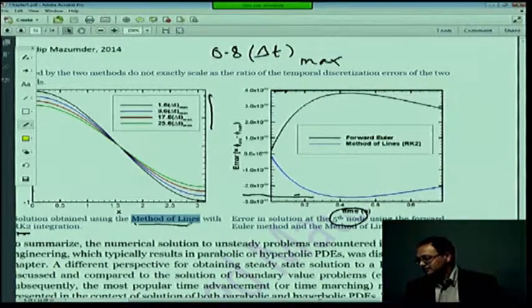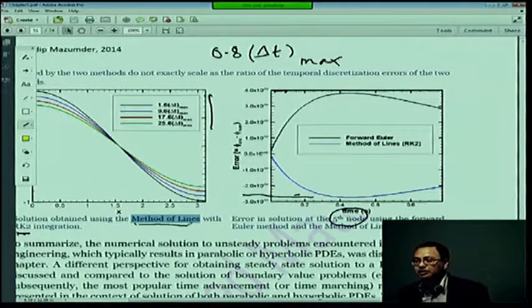Now, of course, this error includes truncation errors due to space, as I mentioned earlier. This is not just the truncation error due to time. But with a higher order time integration, you do see that the error is significantly lower compared to the forward Euler first order explicit method.